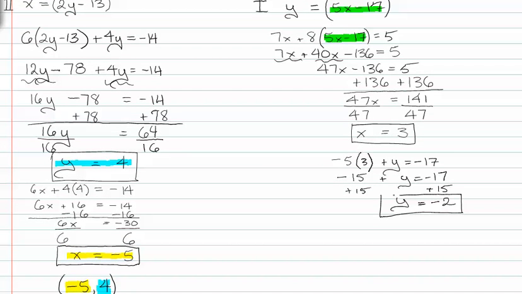I now have a value for x and a value for y, and I can rewrite this as a coordinate point, 3, negative 2. And that is my solution to the system of equations.